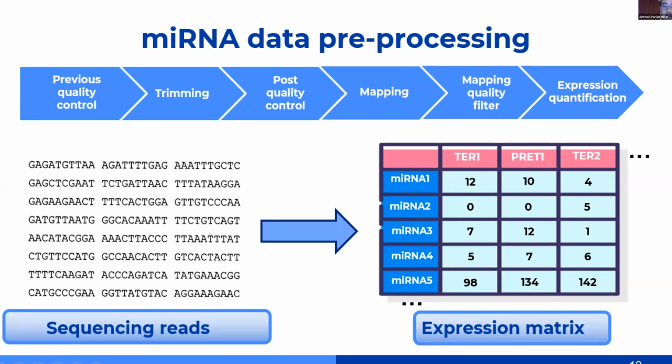Then, when we have the raw sequences without the adaptors, we have to map them, in this case to the human transcriptome, because this is RNA. To map means to align our sequences to the transcriptome so as to obtain which microRNA these sequences belong to. After that, another mapping quality filter, and then the expression quantification, after which we have this expression matrix with the counts.